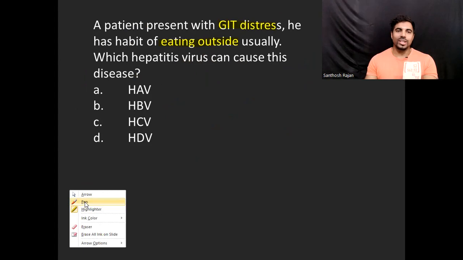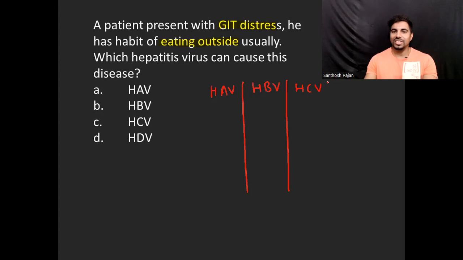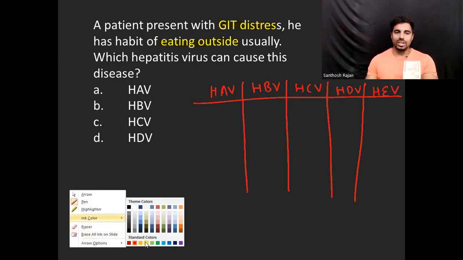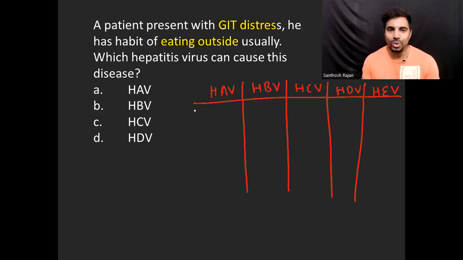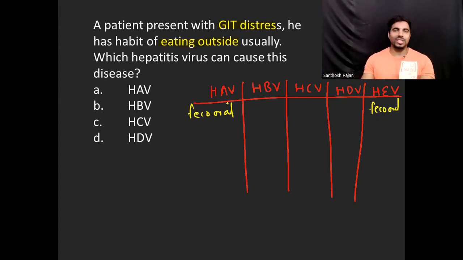So now we have to discuss a little bit about the hepatitis viruses. Hepatitis A virus, hepatitis B virus, hepatitis C virus, hepatitis D virus, and then hepatitis E virus. These are the common viruses. Now, what do we know? Hepatitis A virus spreads by the fecal-oral route. Which are the two with fecal-oral? Hepatitis A virus, and the other one is E virus. Remember, whenever a patient has jaundice, acute hepatitis, the first thing you ask about is the eating habits. If it's related to food or water, you should think hepatitis A virus and hepatitis E virus.